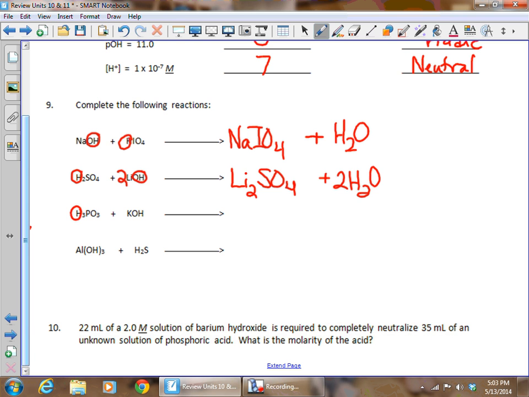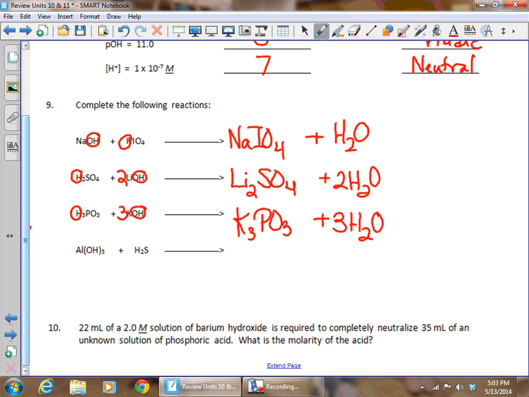The next one, 3 H's, 1 OH. That means we're going to need 3 in front of the KOH to get our base, our hydroxides, balanced, which tells us we have 3 water molecules, and tells us what our formula should be. K3 for the salt this time, and 1 PO3, potassium phosphite.